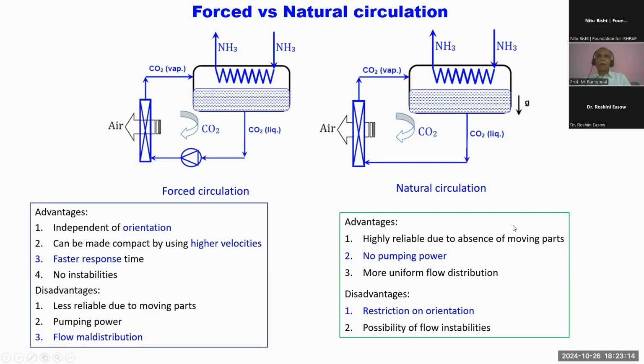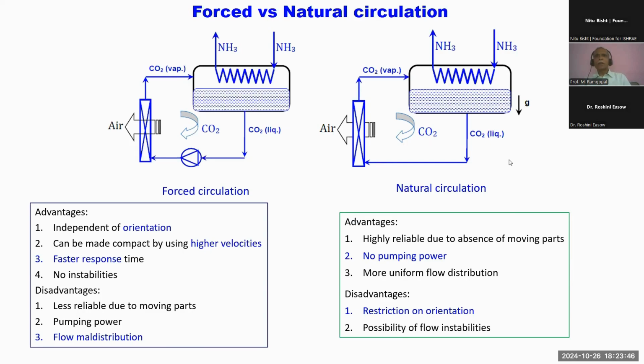So what are the advantages of this kind of loop? They are very reliable because I'm not using any pump, so there is no question of any failure as far as the carbon dioxide loop is concerned. And obviously, since there is no pump, there is no pumping power requirement. And studies show that when you have natural circulation and two-phase flows, the distribution of the two phases is more uniform. So this is one inherent advantage of two-phase natural circulation loops.